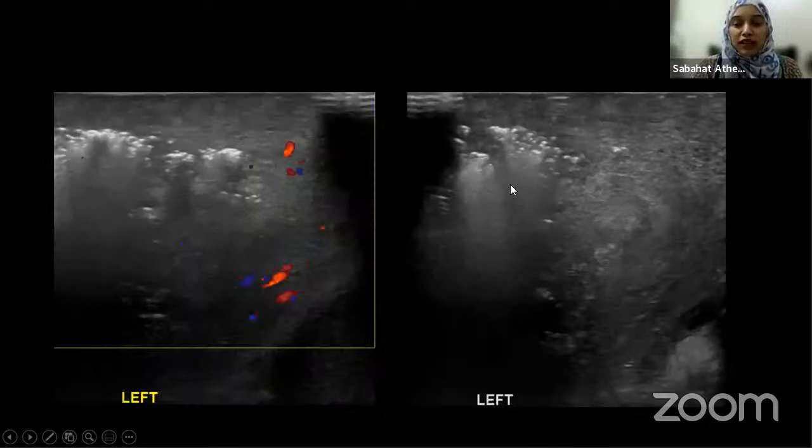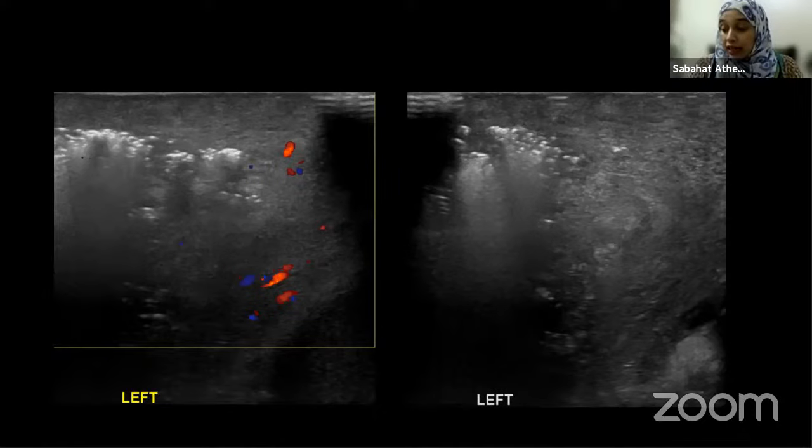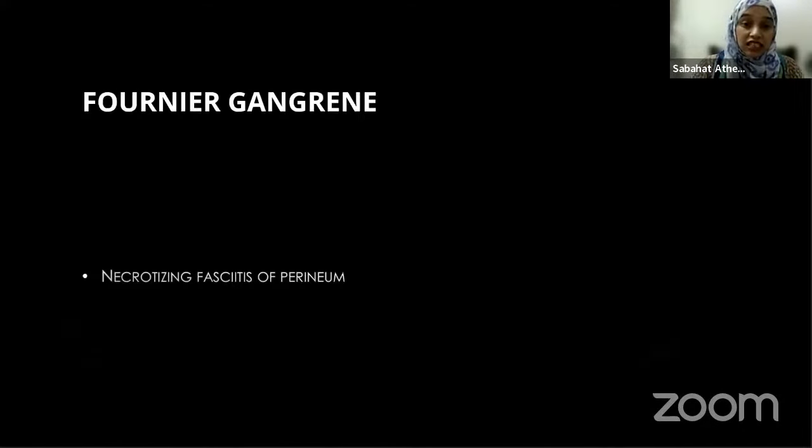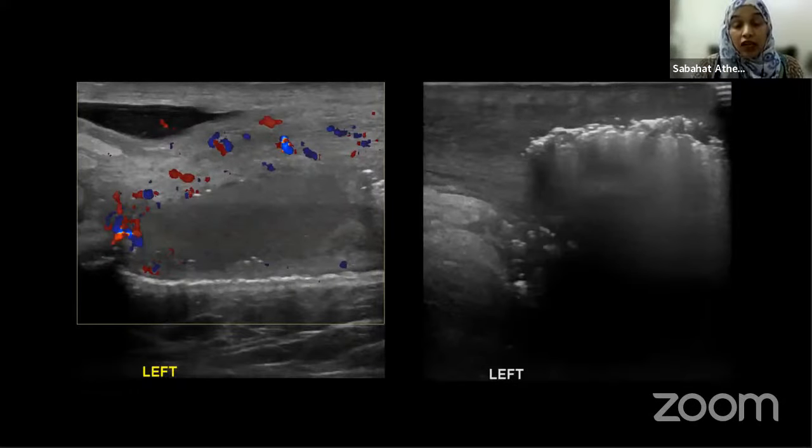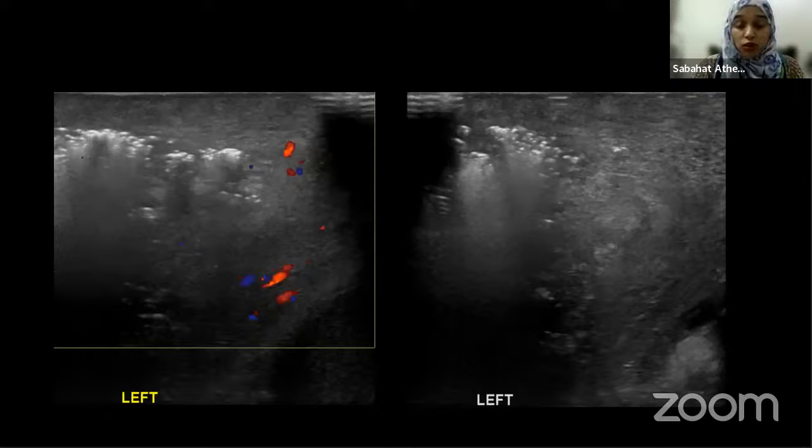It's been a long time since I saw Fournier's gangrene of this extent. Fournier's gangrene, as you know, is a necrotizing fasciitis of the perineum. The skin is edematous, filled with gas foci, and this is a urological emergency. And this patient was immediately taken to the OR with a urologist, and debridement was done.